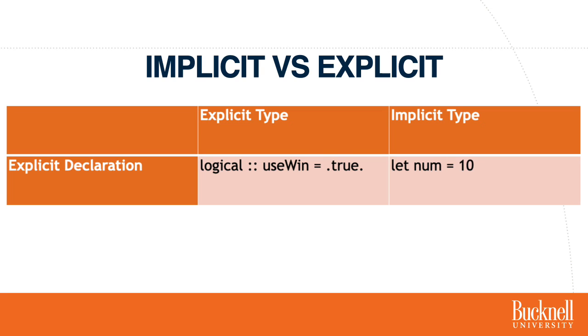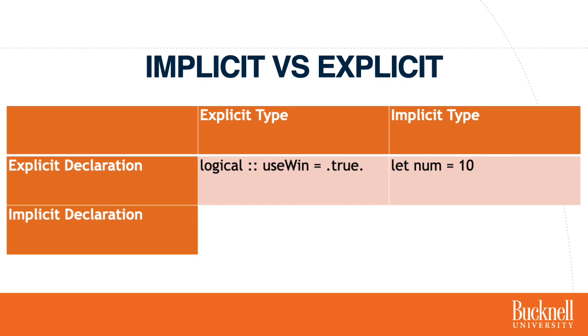Type can also be implicit. This is an example from JavaScript. Let num equals 10. Here, we aren't declaring the type of the variable. We're just saying it is a variable, but we are explicitly declaring that a variable is created. And it will have to implicitly infer the type from the fact that a 10 is being stored in it.